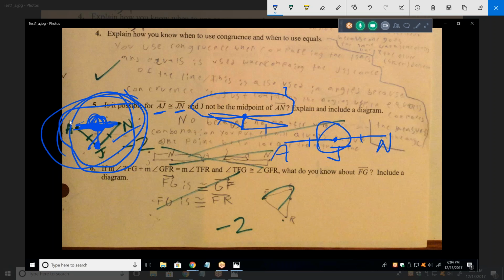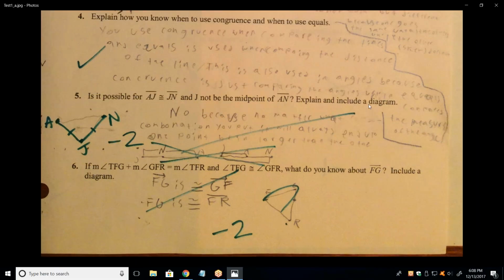Explain and include a diagram, and that would be it. That's all you would need over here.